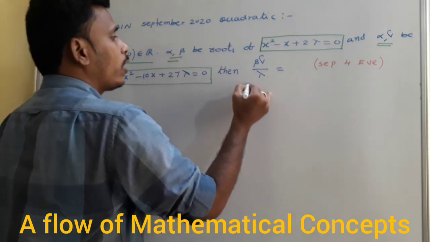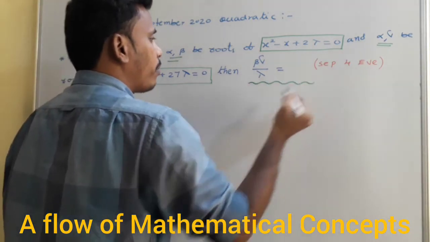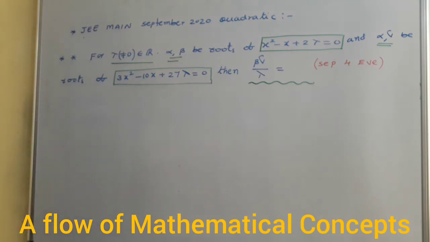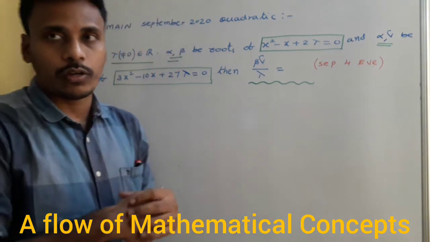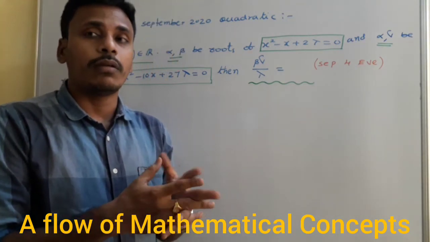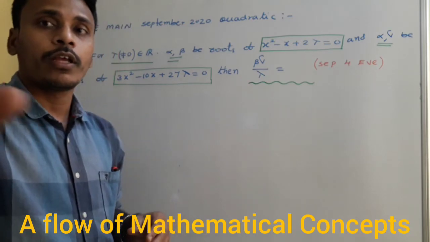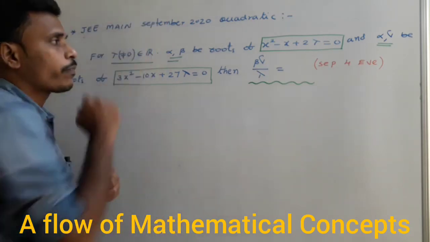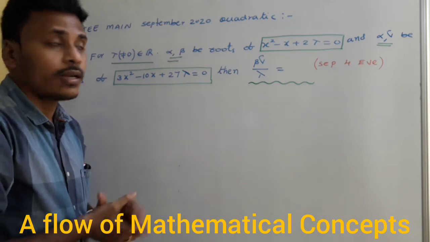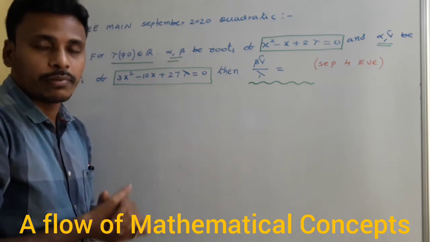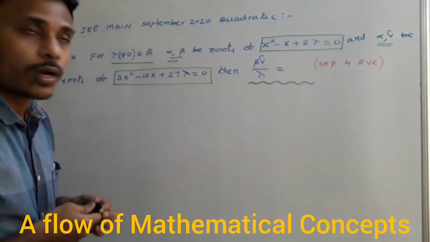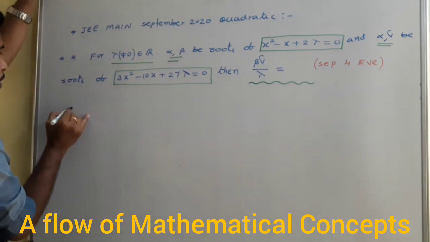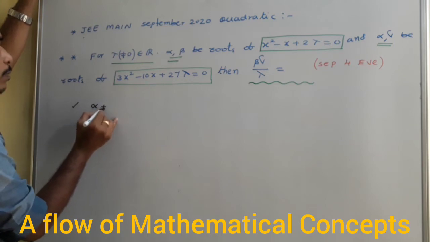At the end we need to calculate this: beta gamma by lambda value. So that means we need to calculate beta, we need to calculate gamma, we need to calculate lambda. Everything we need to calculate using the common root condition. Maybe a little bit complicated. So instead of that, what I do is I just apply the concept related to the simple task, sum of roots and product of the roots. For the first equation the roots are alpha and beta.